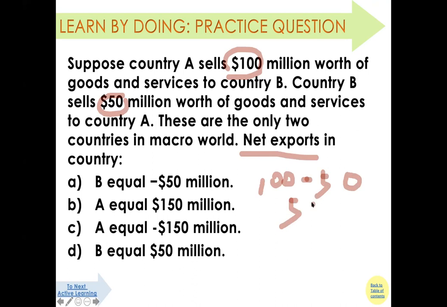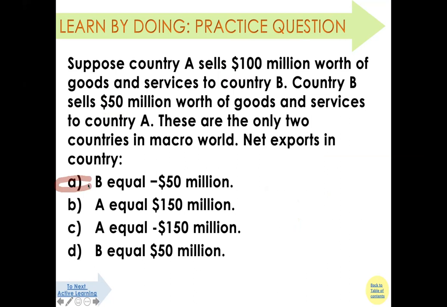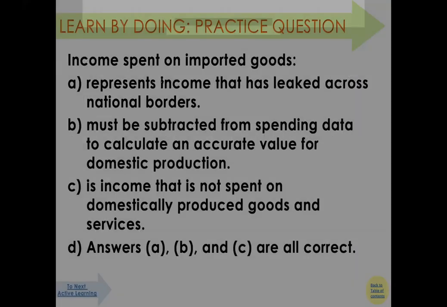Because there are only two countries, if A has net export, it must mean B has net import, so the net export must equal negative 50. Or in other words, this is correct. So the answer is A.